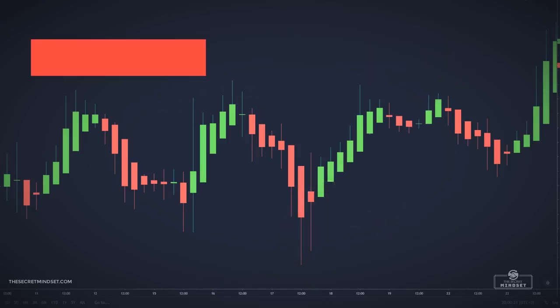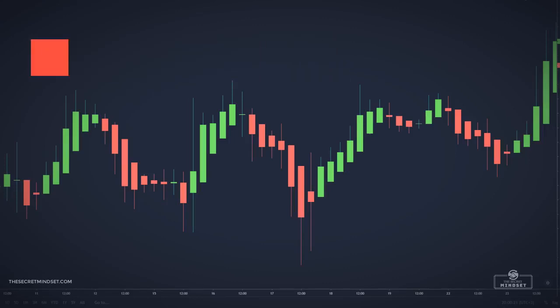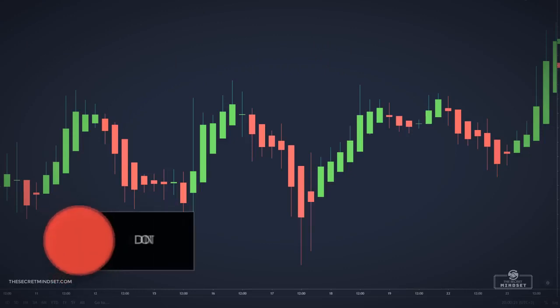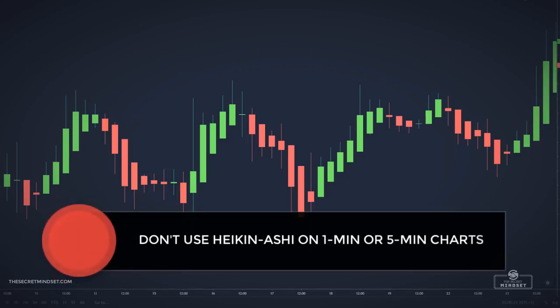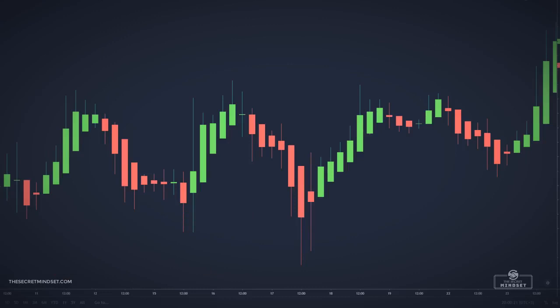Another important drawback is the fact that this indicator does not fit short-term and scalping strategies. I've talked with many traders that used Heikin Ashi on the 1-minute and the 5-minute charts, trying to scalp the market, and all of them were disappointed. So short-term trading could be inefficient when using Heikin Ashi.